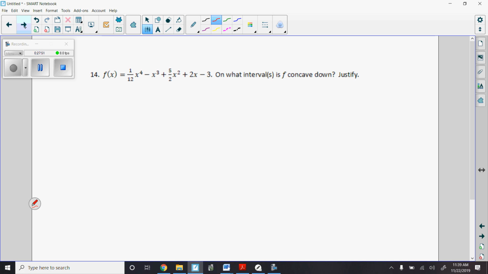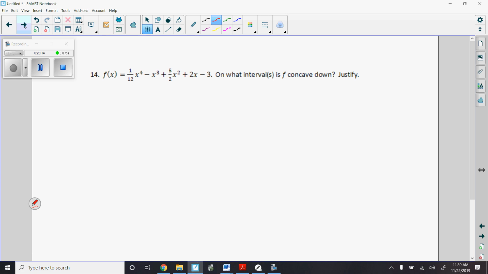This one says, on what intervals is f concave down? And again, I have to know my definitions. Now we know 3 different definitions for concave down. F is frowning, f prime is decreasing, and f double prime is negative. Because I'm dealing with a function here and it's really easy to get to f double prime, that's the one I want to use, right?